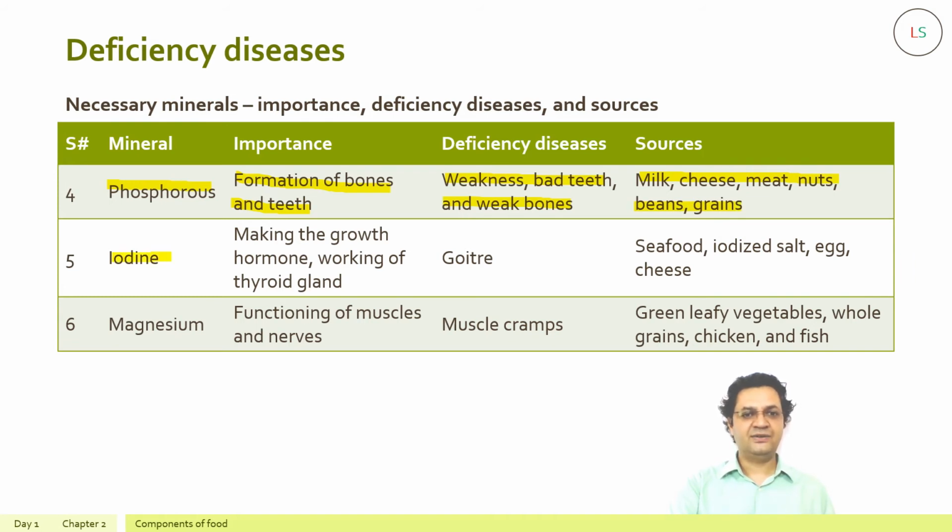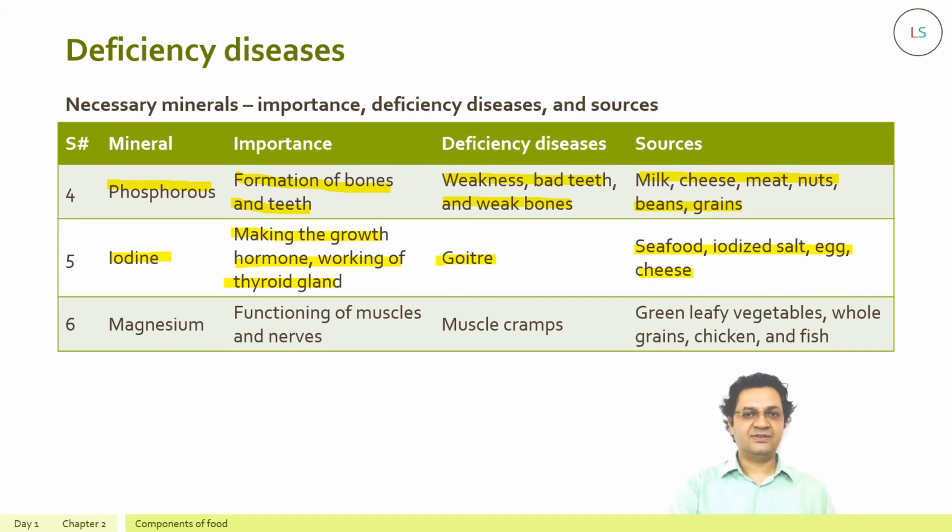Coming over to iodine, which helps in making the growth hormone and working of the thyroid gland. Its deficiency leads to goiter. We can obtain iodine from seafood, iodized salt, egg, and cheese.